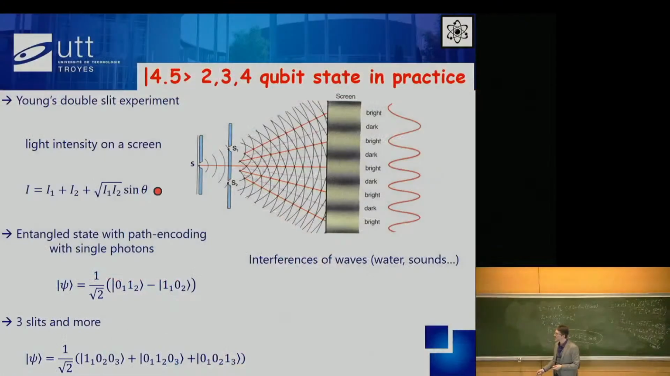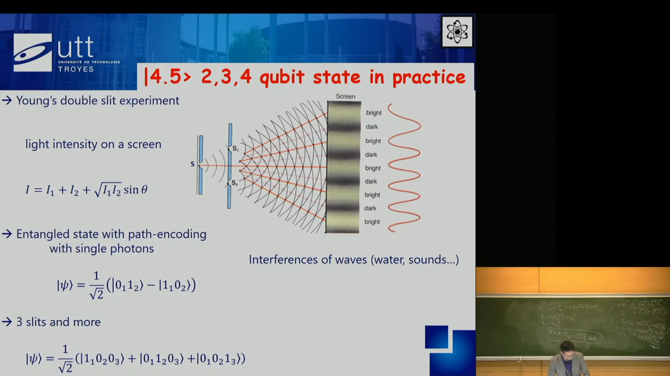The physics is the same in the sense that this term here, and I will show you how we do that, this term here is responsible for the interferences. This is what gives the interferences. Okay? So let's see how we do that.